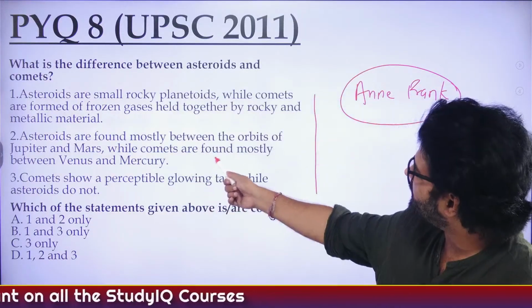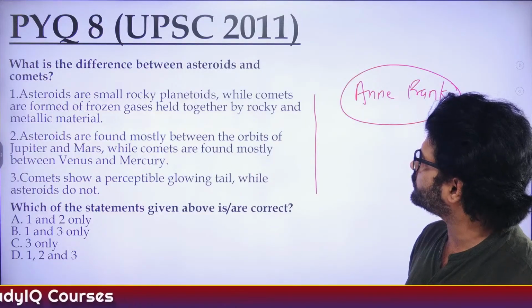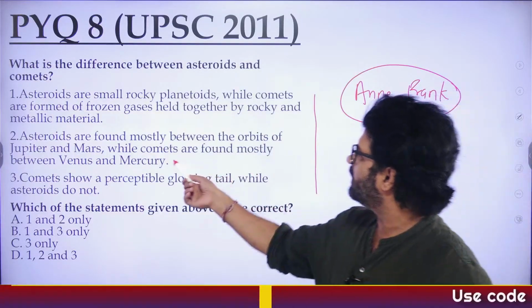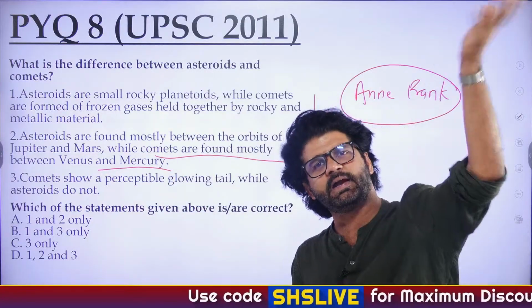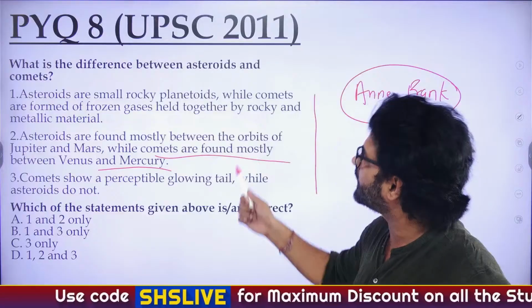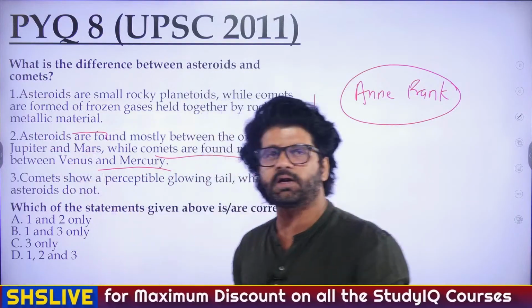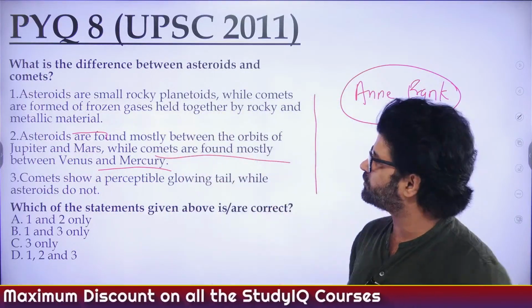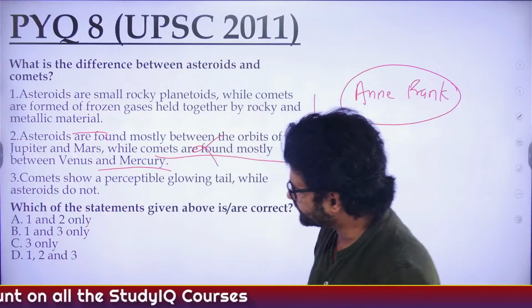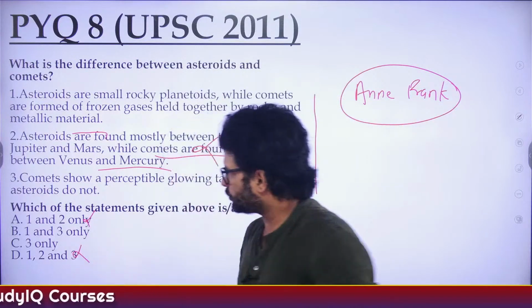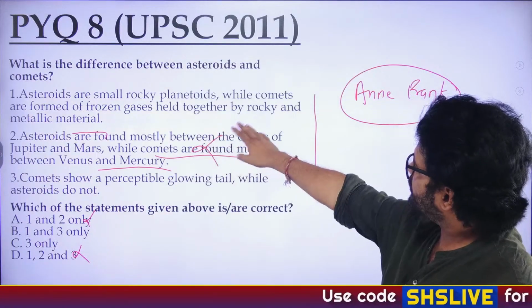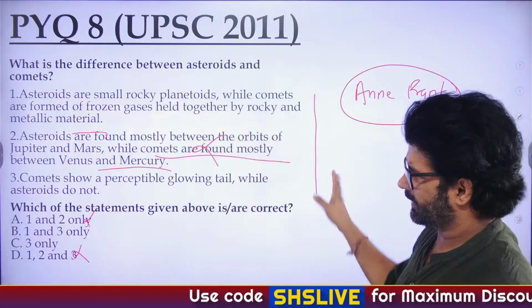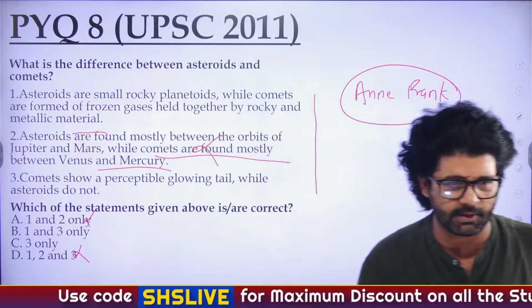So asteroids are found mostly between the orbits of Jupiter and Mars, while comets are found mostly between Venus and Mercury. Have you read that anywhere? Comets are interstellar. They can come from here, there, everywhere. But asteroids are mostly between Jupiter and Mars. So half statement is correct, half is wrong. Then this is wrong. So second is wrong. So you're left with B and C. Third, you don't even need to check. First, asteroids are small rocky planetoids. Yes, this is correct. So the answer is B, 1 and 3 only.